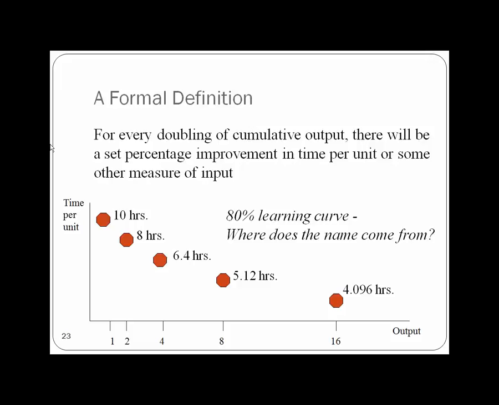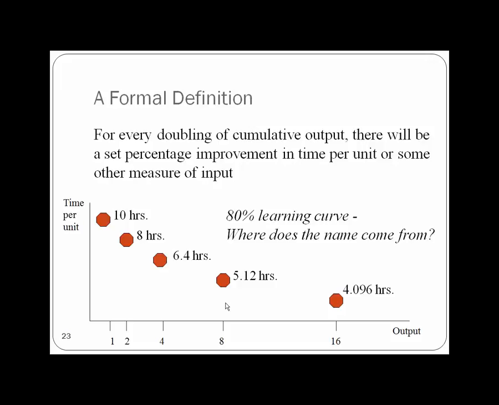And if we're following an 80% learning curve, then what's 80% of 8? 6.4. That's what you see right here. We double cumulative output again from 4 to 8, and 80% of 6.4 is 5.12 hours. We double output again from 8 to 16, and you get the pattern here. So what we see here is some fairly steep learning early on, followed by a leveling out over time.